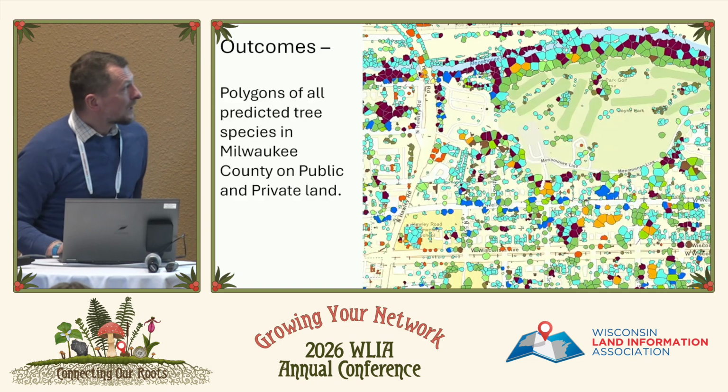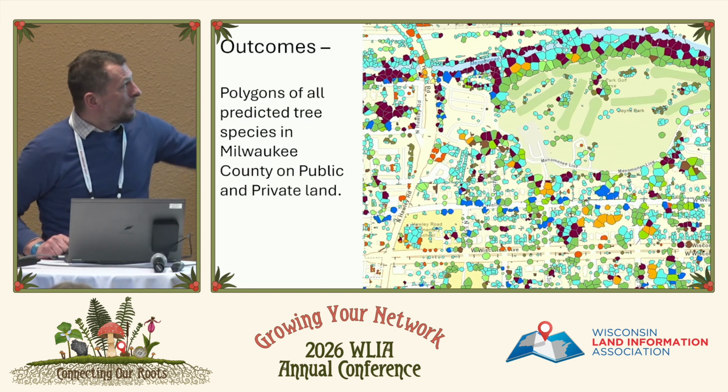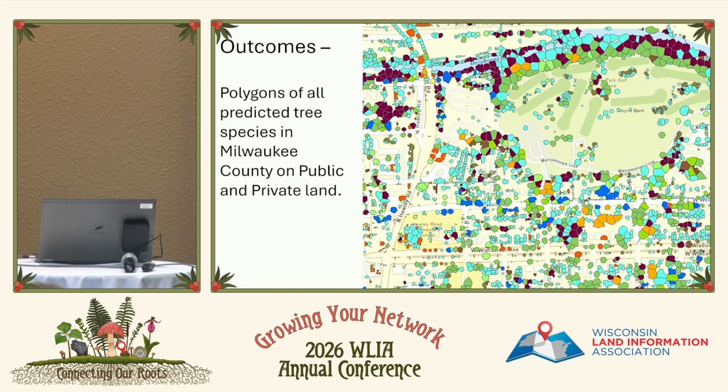So the outcome, we get a map. Yay, we like maps. But we get a map with the species of all the trees. And going through here, you can see a little bit, it does great on the street trees. That's because that's what it's trained on, right? And that's one downside of this. This model is trained on street trees maintained by cities.